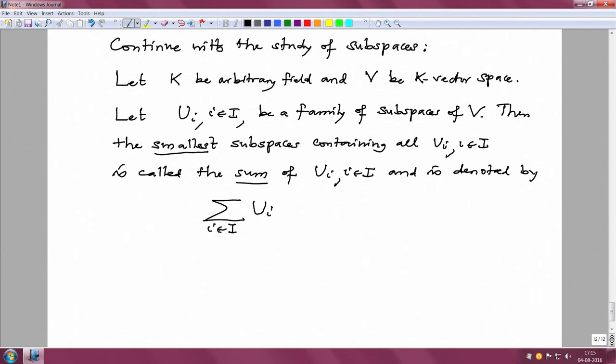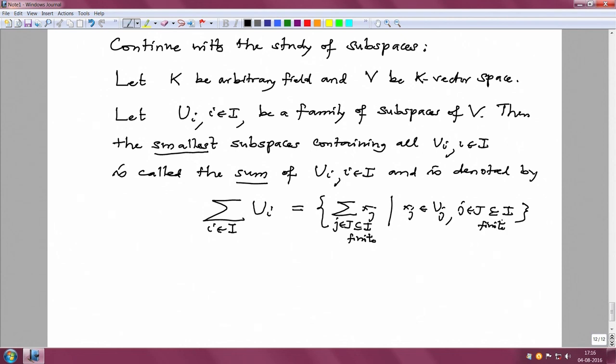Actually we can write down the elements of this subspace. This is precisely the set of all sums of x_j, where j in J, J is a finite subset of I, and x_j belongs to U_j, and J is running over all finite subsets of I. So in other words, you look at the finite sums of finitely many elements from the U_j's.